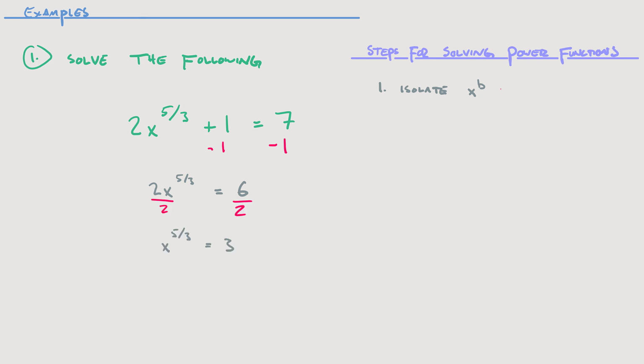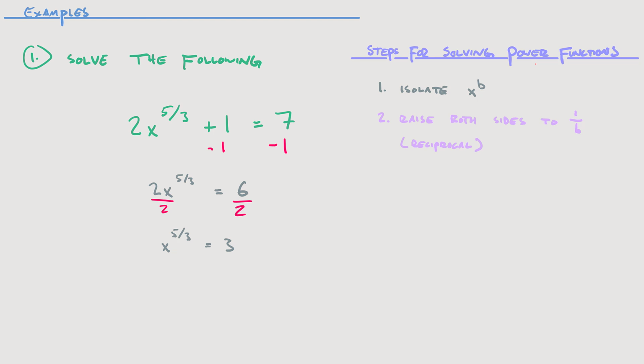So now we're done. This part is done. We've isolated x to the whatever. The second thing you're going to do now is you're going to need to get rid of that power. To do that, if you raise both sides to the reciprocal of whatever the power is, they'll cancel and you'll just get x to the first power.